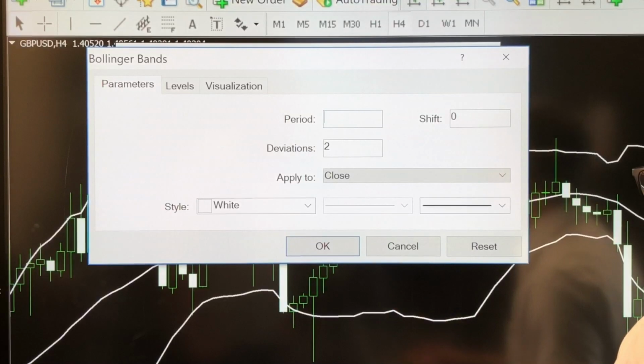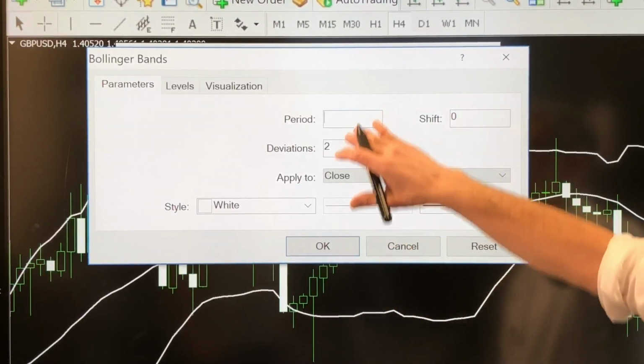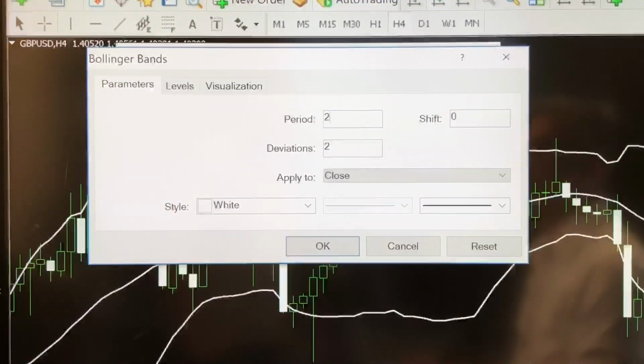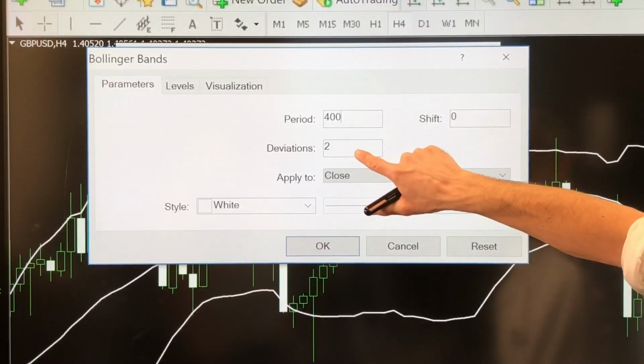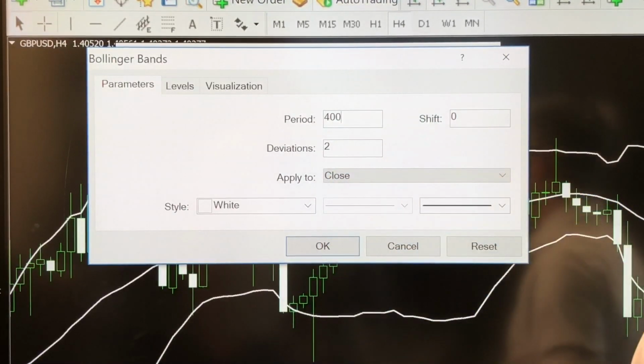Let's do something crazy. Let's multiply that number by, I don't know, 10. Or let's change that from a 20 to a 400 and multiply it by 20. Or some crazy thing. The next number that's kind of interesting is the deviations.